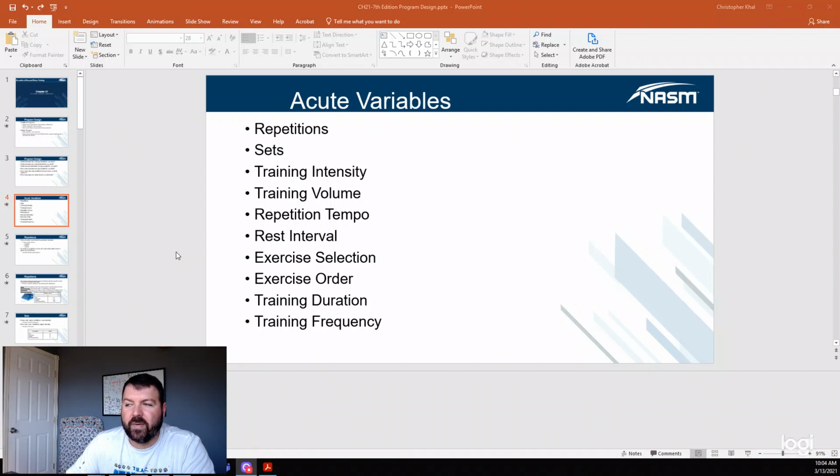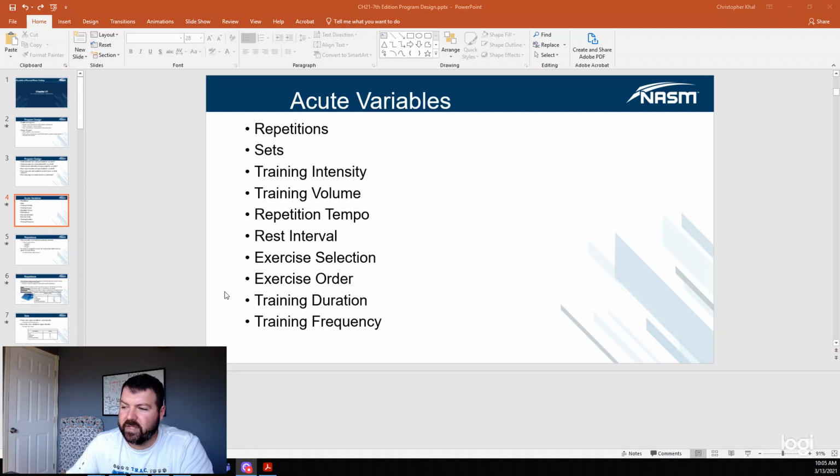Variables, okay: repetitions, sets, training intensity, training volume, repetition tempo. We'll get to that here in a little bit. Intervals, exercise selection, exercise order. If they do have an order from their MD or whoever it is, to, all right, you need to lower their blood glucose levels or maintain their weight or whatever it is. Training duration, training frequency, a lot of different variables that could play a part.